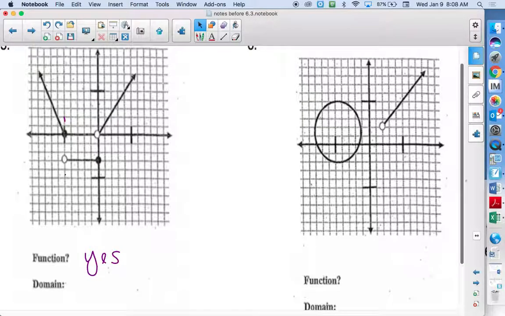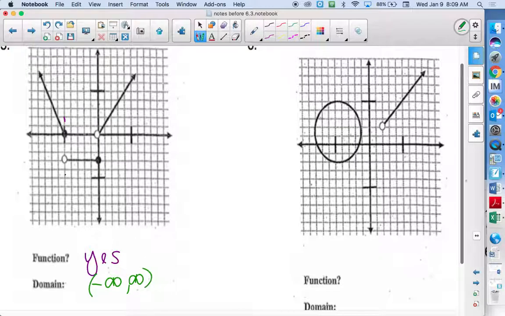So now remember, the domain is all of the points from left to right. So looking from left to right, what is the domain of this graph? So think about the x values as you move from left to right. We need to make sure what's happening with all of those x values. Take a shot at it? It is negative infinity to positive infinity.